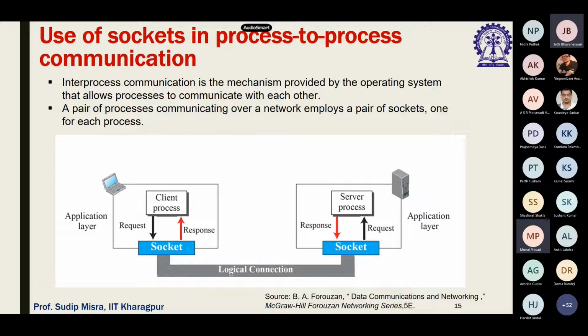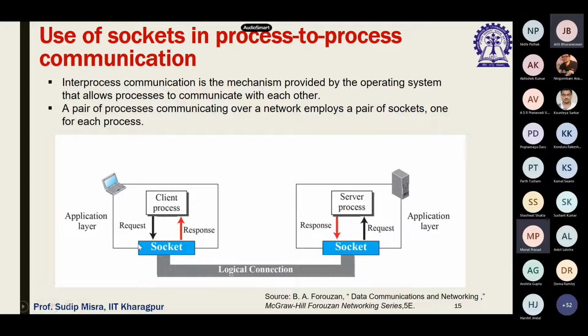Ultimately, when you are talking about two different applications talking to each other, you are talking at the process level, process to process communication, inter-process communication. This inter-process communication will be provided by the operating system that allows the processes to communicate with each other.